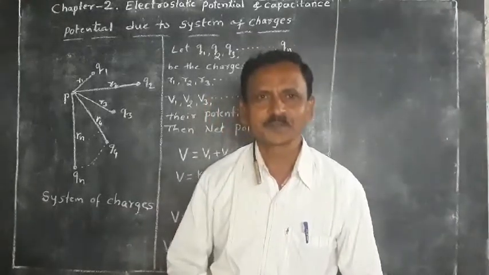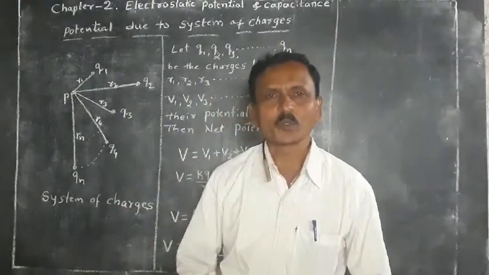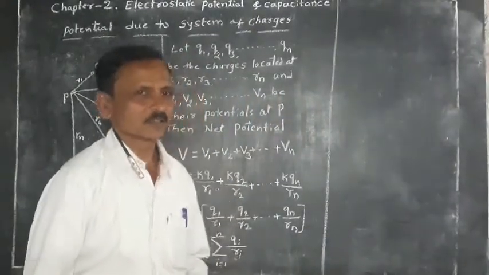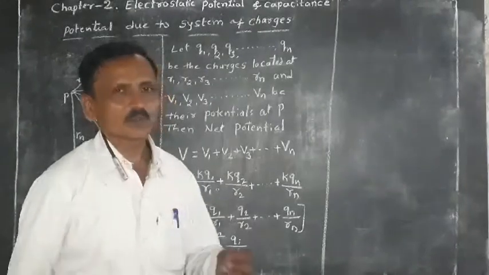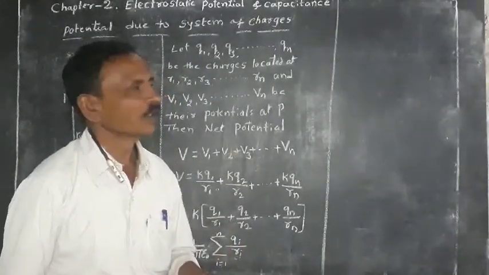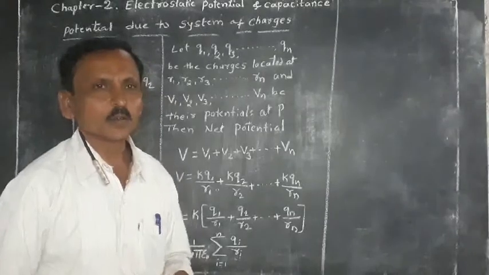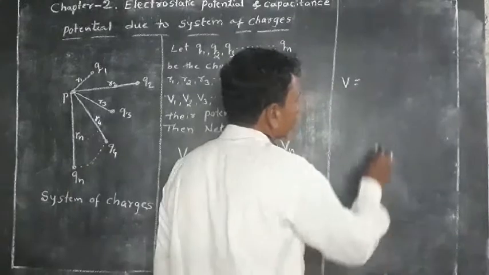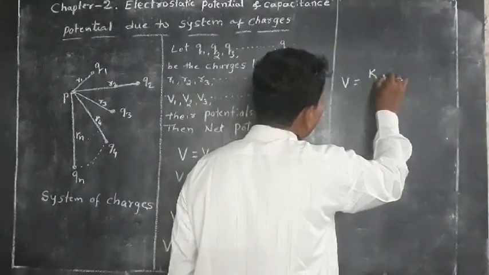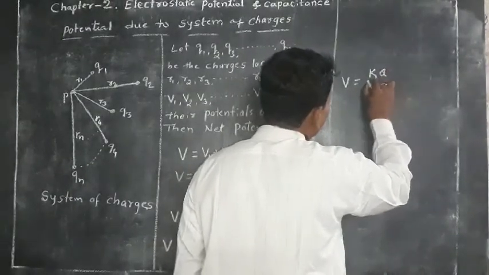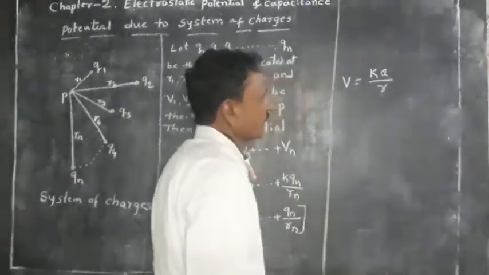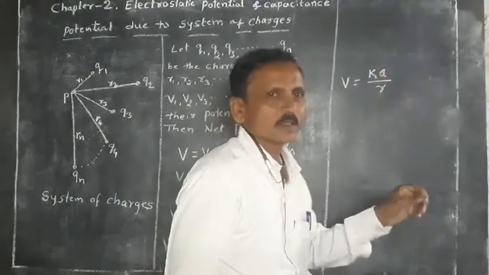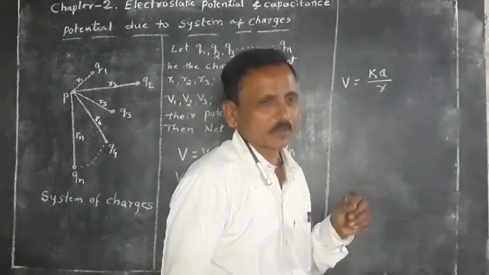Hello friends, today we shall discuss potential at a point due to a system of charges. In a previous class we obtained an expression for potential at a point due to a charge, which is given by phi equal to kq upon r. Here K is Coulomb's constant, Q is the magnitude of the charge, and R is the distance of the charge from the point.